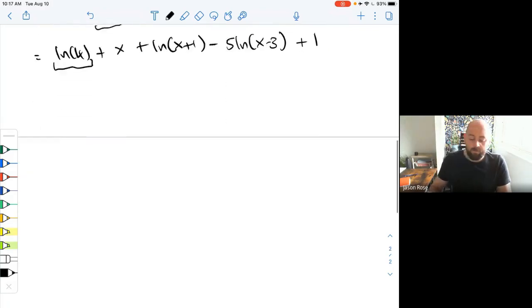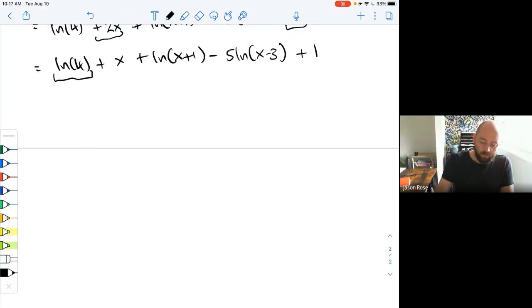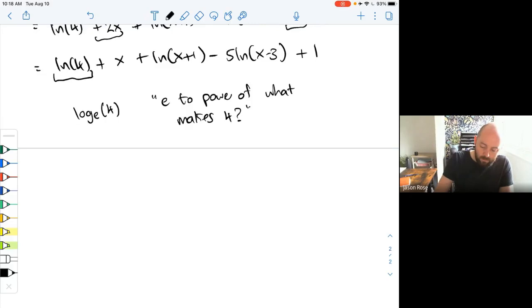So remember what we're doing here. If you see something like this here, what comes into mind is that what this actually means is log to the base e of 4. So remember what I think? I think e to power of what makes 4. That's what you kind of think of mentally when you see it. Now e, if you remember, that's about 2.7. So 2.7 to the power of what is equal to 4?